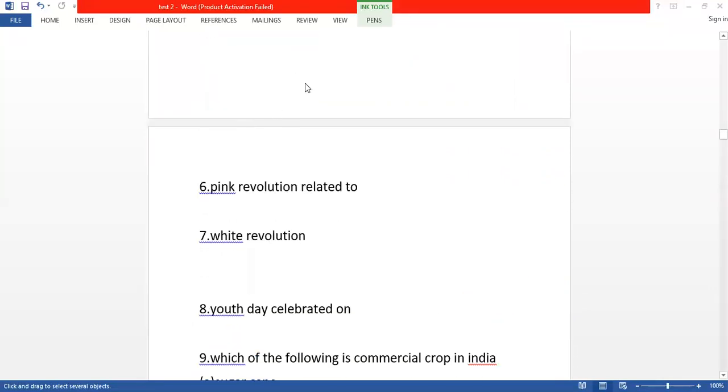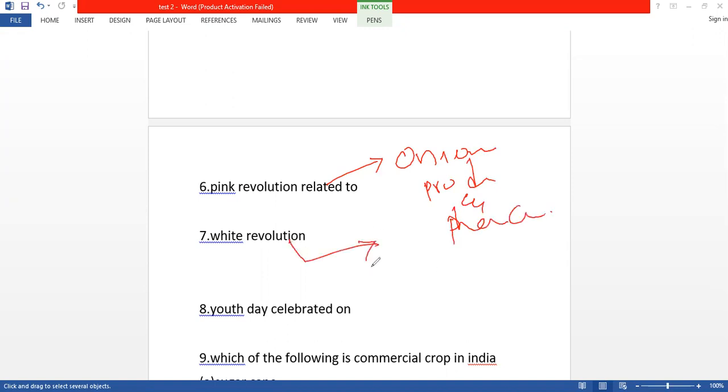Now come to the general questions. Now, tell me friends, pink revolution is related to what? Pink revolution. See, this question will definitely come; it came last year in the Coal India examination also. Tell me friends, what is pink revolution for? It is for onion production and pharmaceutical production.